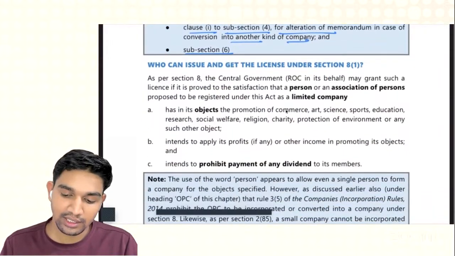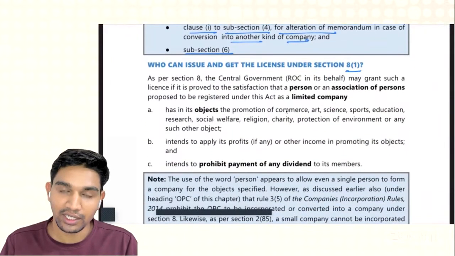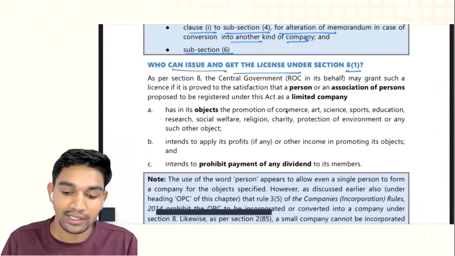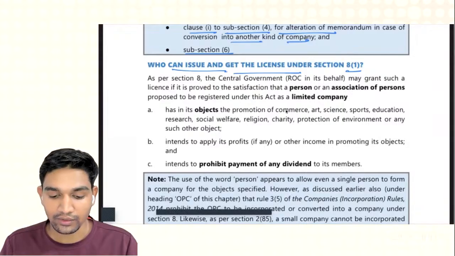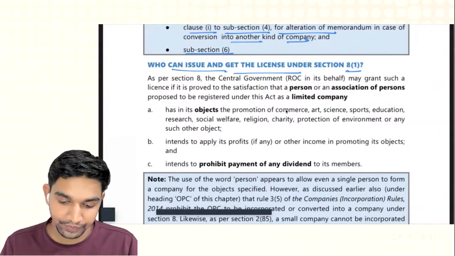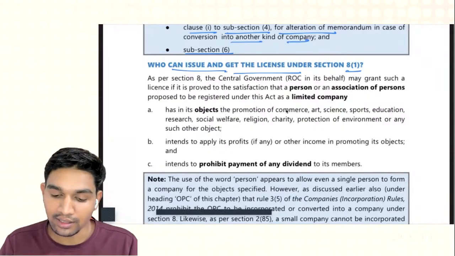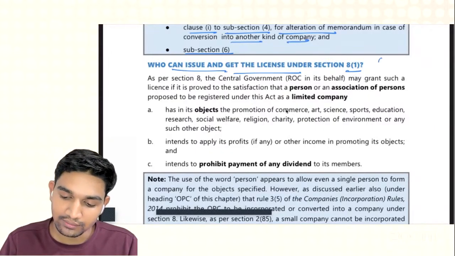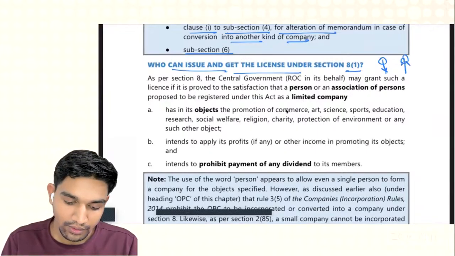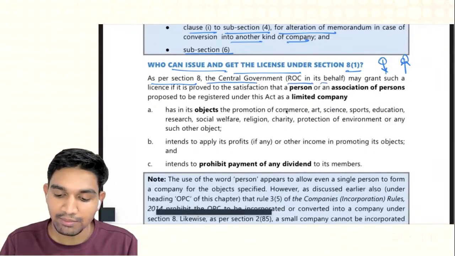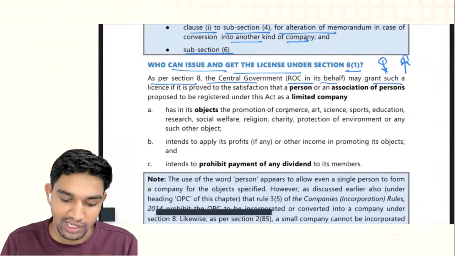Okay, let's see subsection 1 of Section 8 of the Companies Act 2013. Who can issue and get the license under Section 8? So who can issue the license under Section 8 and who can get the license under Section 8, we will see.